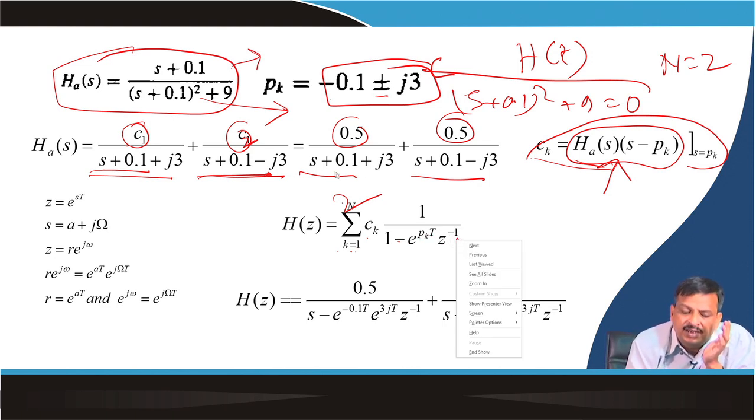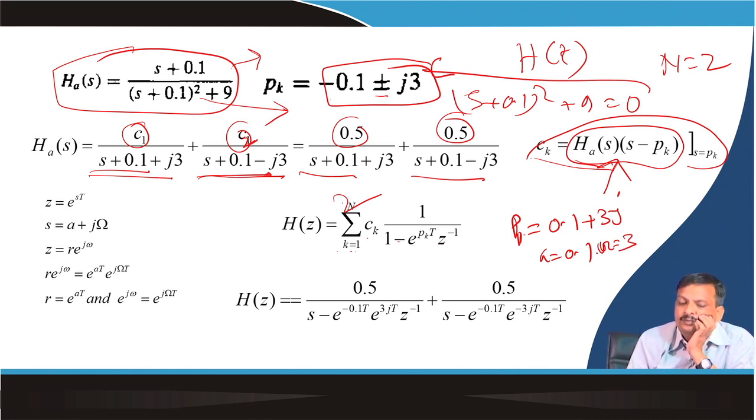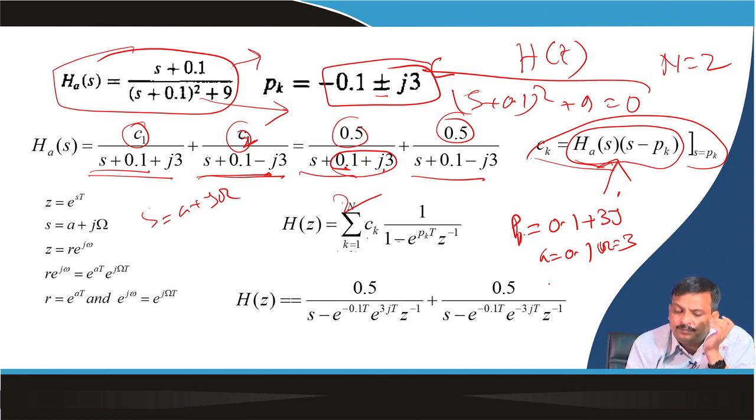So, from this equation, if you see the value of Pk, P1 is equal to minus 0.1 plus 3j. So, I can say A is equal to minus 0.1 and omega is equal to 3, because S is equal to A plus j omega. So, I write down S equal to A plus j omega. Okay. So, I can say e to the power at into e to the power 3jt.